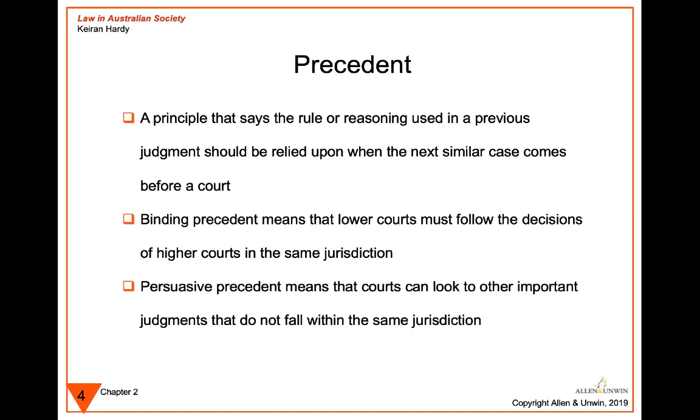One is binding precedent. This means lower courts must follow the decisions of higher courts in the same jurisdiction. So in New South Wales, the New South Wales District Courts must follow the decisions of the New South Wales Supreme Court. Persuasive precedent is when a court within one jurisdiction looks towards a decision made in another jurisdiction. So, for example, those New South Wales District Courts don't have to follow the decisions of the Queensland Supreme Court or the Victorian Supreme Court, but they can look to those decisions and they would consider them persuasive. So they're important to making a decision, they can be influential, but they don't have to follow them, so they can decide the case differently.